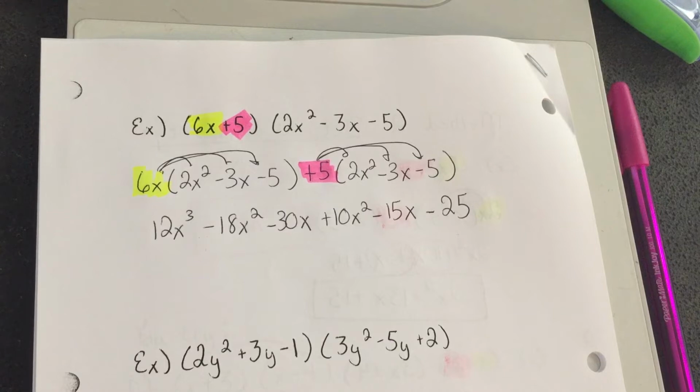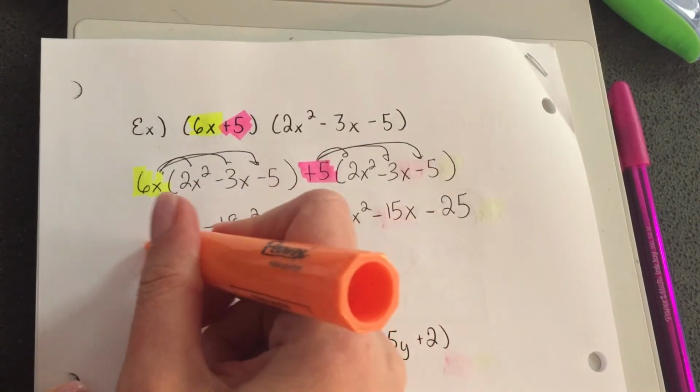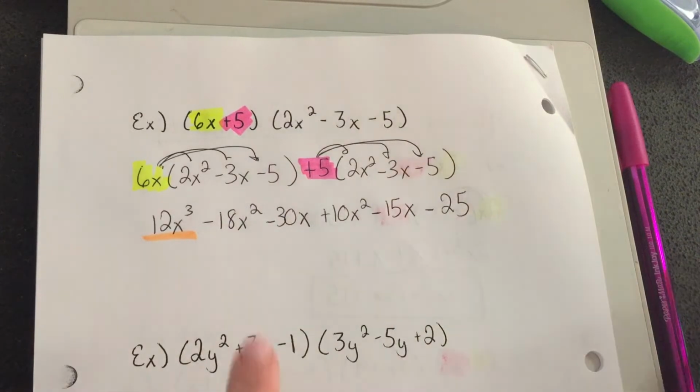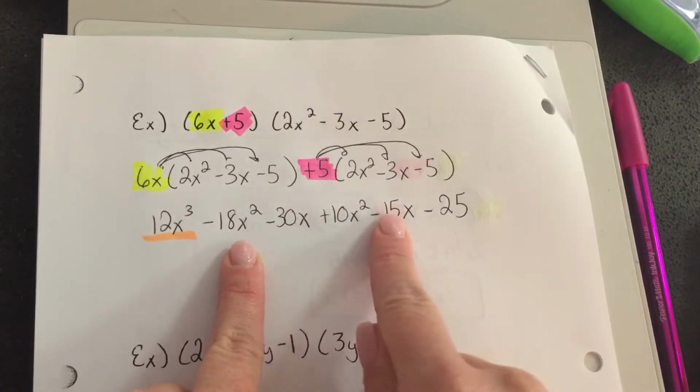Now, there's a lot of terms on this one, so you have to be careful when you're combining like terms. Remember, class, the variable and the exponent have to match. The variable and the exponent have to match, okay? So right here, I have an x cubed. I do not see another x cubed in here.